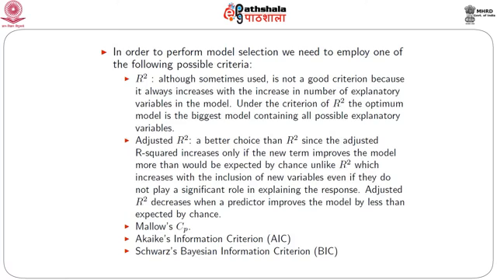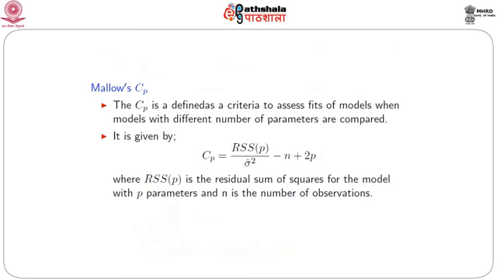We will see later on how the mathematical form of adjusted R-square actually explains how adjusted R-square is a better choice than R-square. Then the third criteria that we can use is the Mallows CP criteria, and then we have Akaike's information criteria, most commonly known as AIC, and Schwartz Bayesian information criteria, commonly known as BIC. Now let us first focus our discussion on Mallows CP criteria.